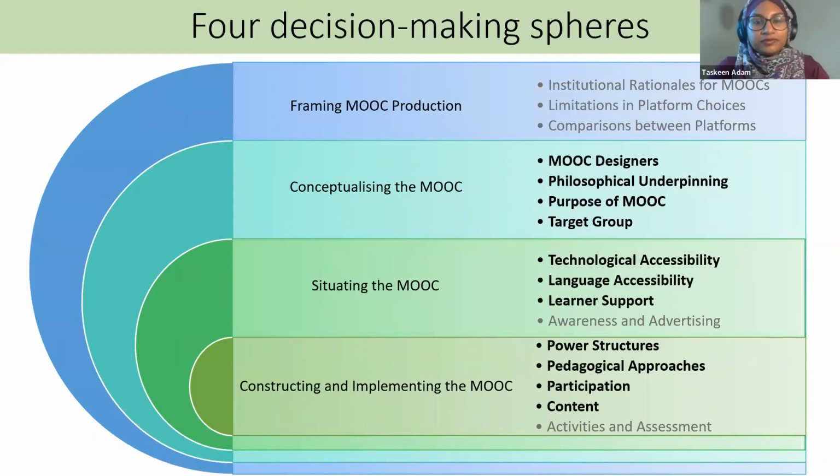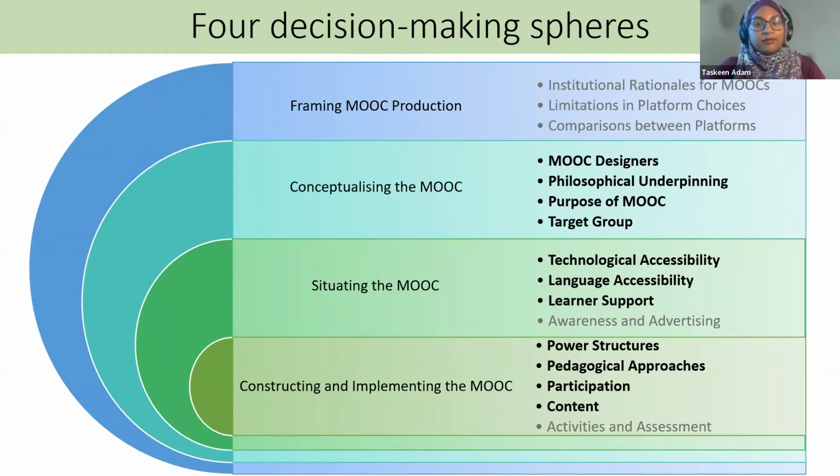So the first sphere is framing MOOC production, and this is where the high-level decisions are made at an institutional level. It might be the management, for example, that chooses a specific platform. Let's say they want to use Coursera or edX, right? Or they've decided that this is what the MOOC needs to be about. So in today's conversation, I'm not going to be talking about this level because I don't think that's the audience I have today.